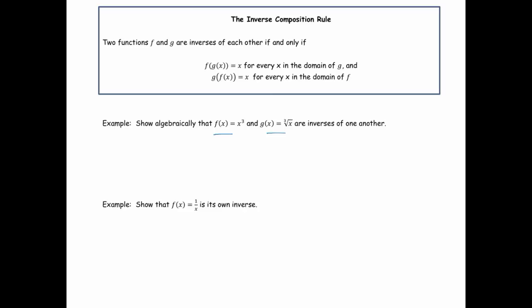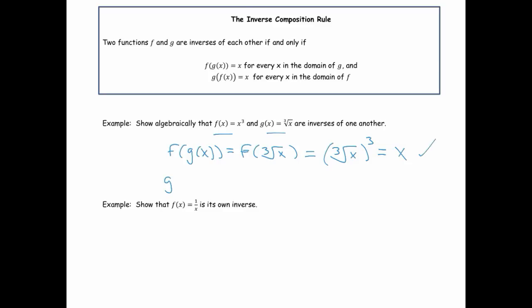So for instance, if we need to show that f of x equals x cubed and g of x equals the cube root of x are inverses, we can just compose them. So compose them both ways. f of g of x would be f of the cube root of x, and that's going to be, so f cubes things, so it's going to be the cube root of x, cubed, which is x. So it worked for the first one.